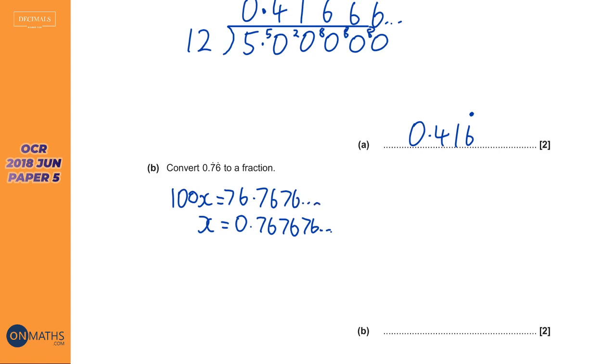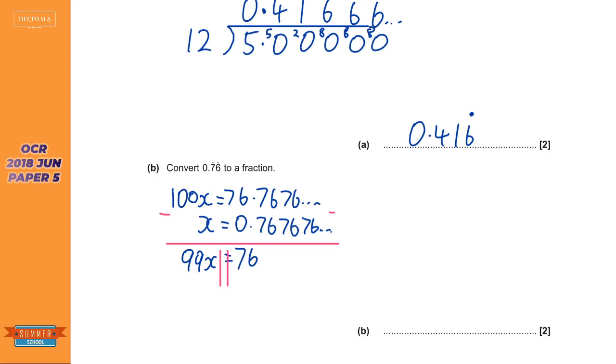Next, we're going to take away the x from the 100x. We're going to take away from both sides. And so let's just demonstrate that a little bit. 100x take away x is 99x. Simple. And then 76.767676 take away 0.767676 just equals 76.